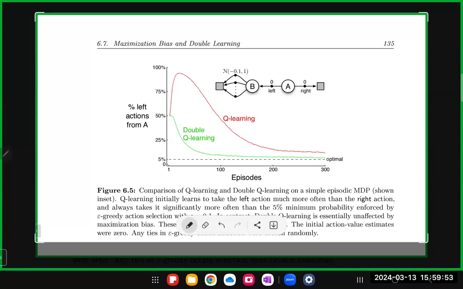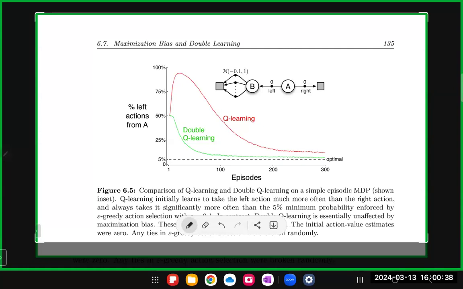In state B there are many actions possible. All of them will lead to the same next state, which is the terminal state given here. The reward for each of these actions is a stochastic reward, a normal distribution with mean minus 0.1 and standard deviation 1. It's a Gaussian distribution with this mean and standard deviation.